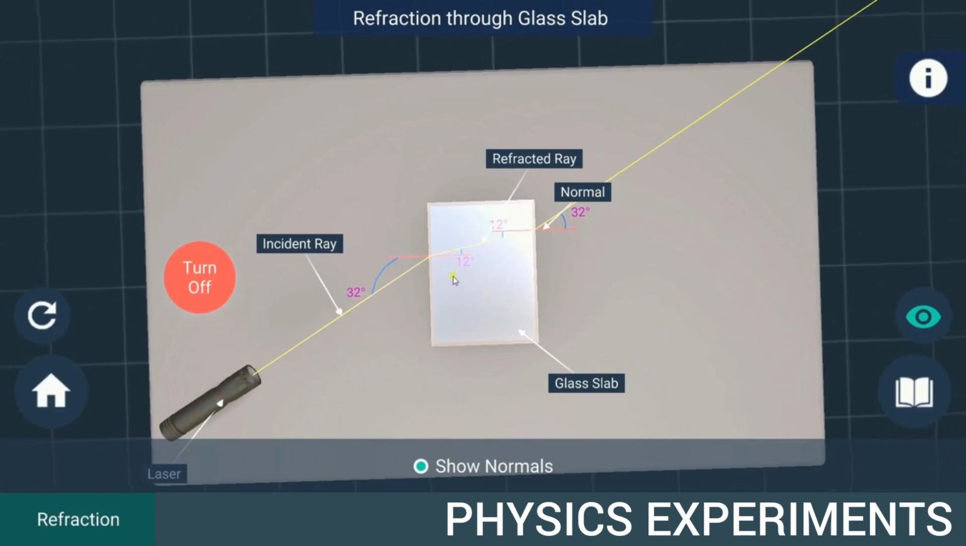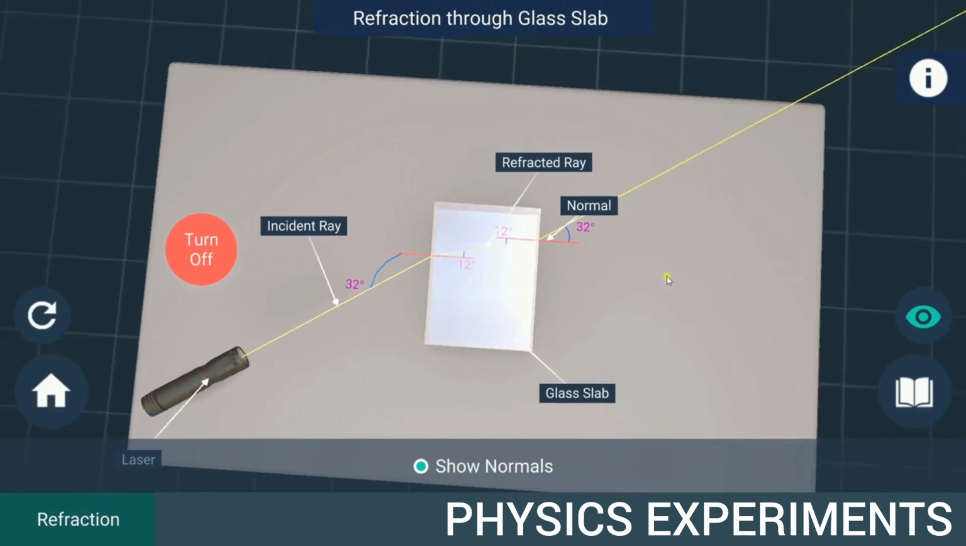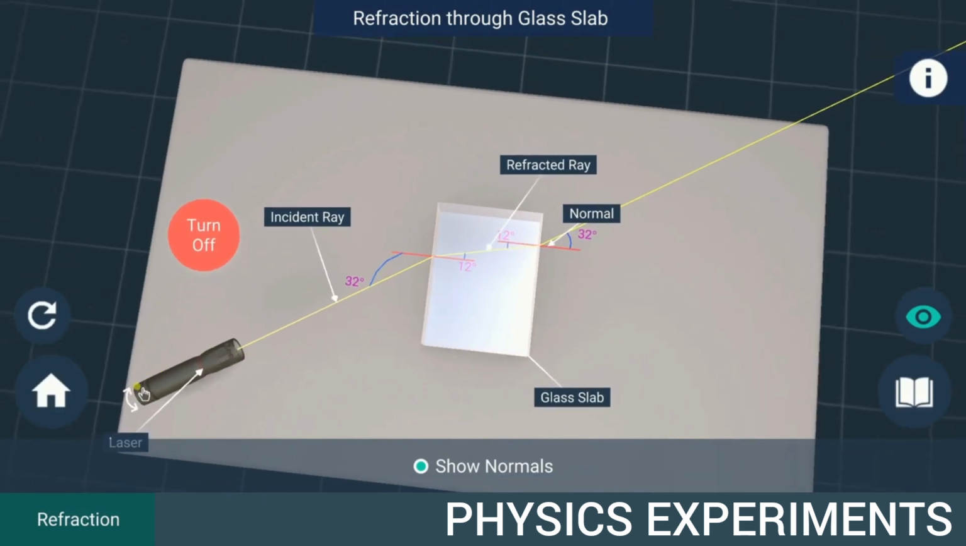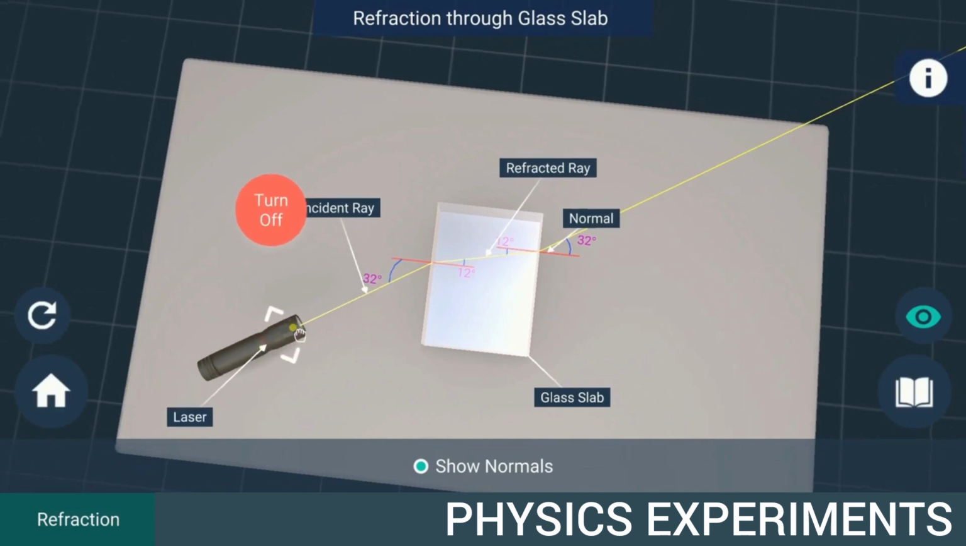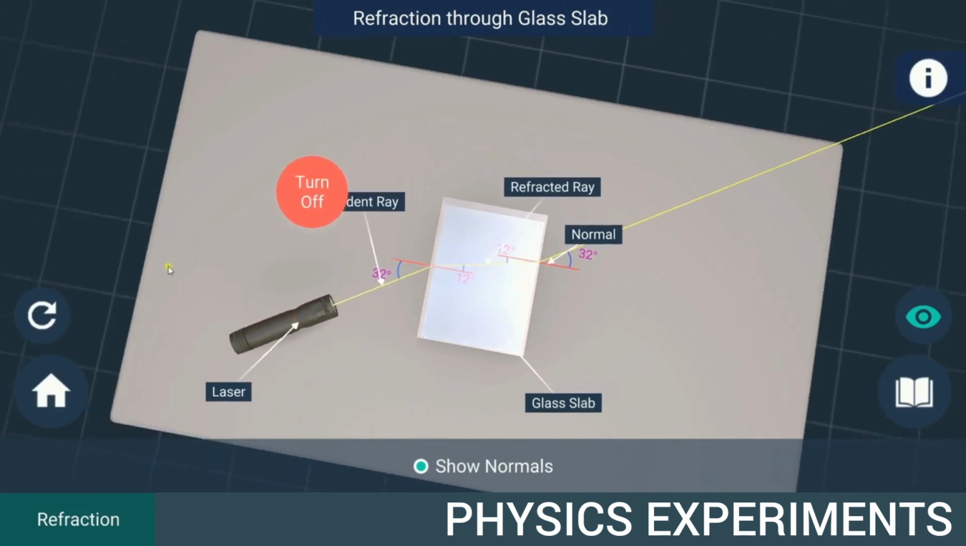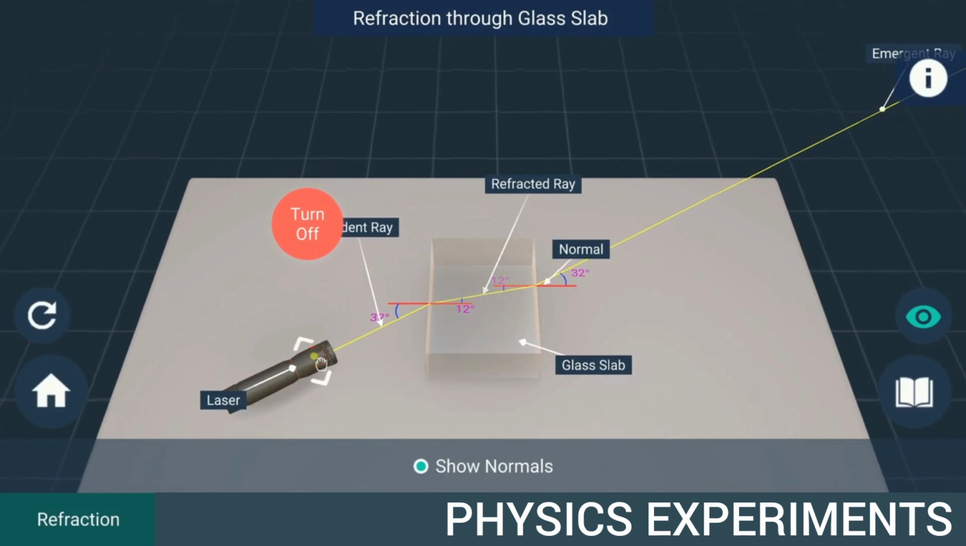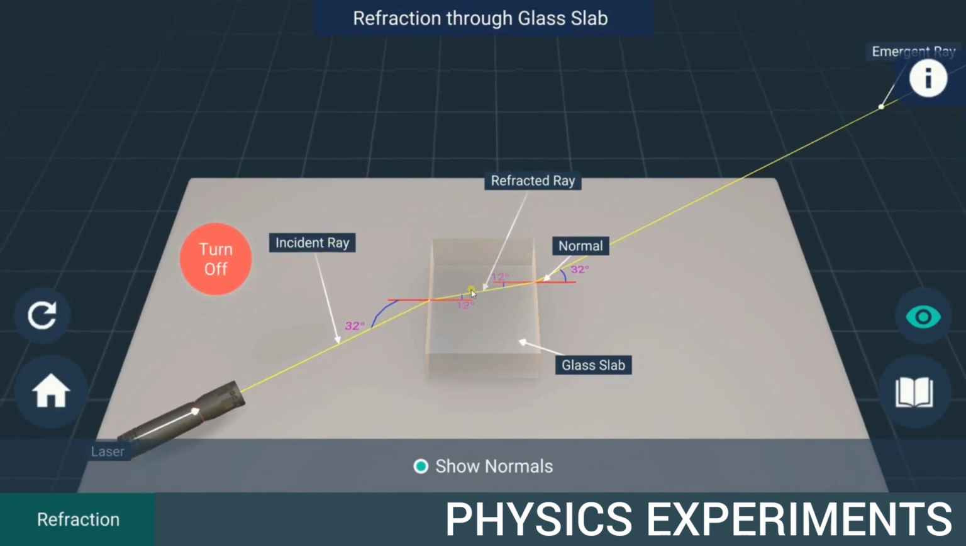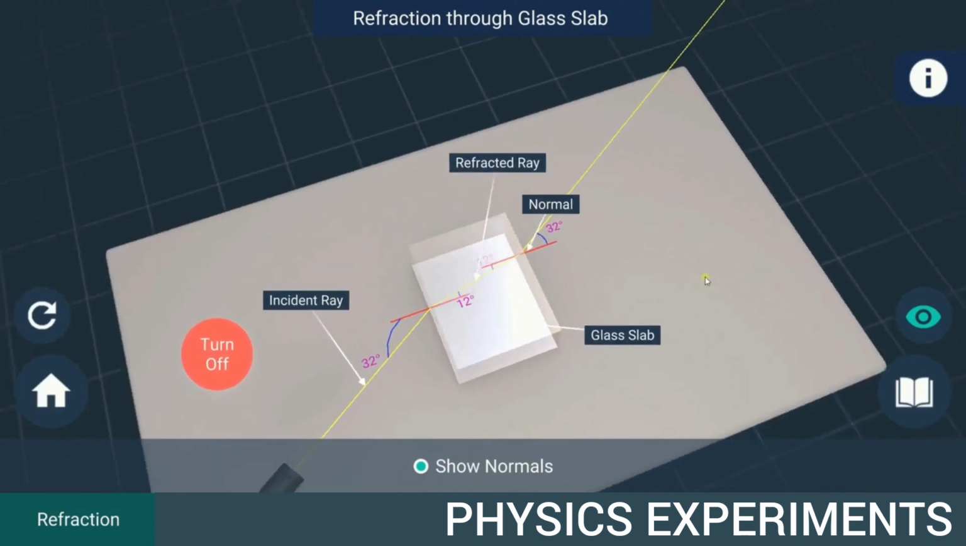Experiments show that refraction of light occurs according to certain laws. Number 1, the incident ray, the refracted ray, and the normal to the interface of two transparent media at the point of incidence all lie in the same plane.